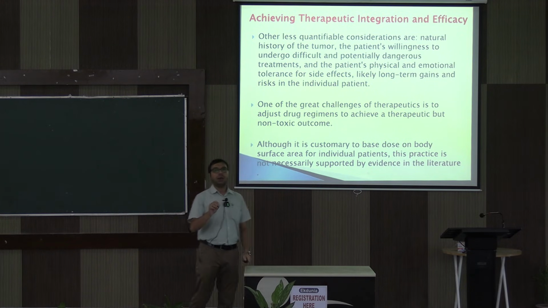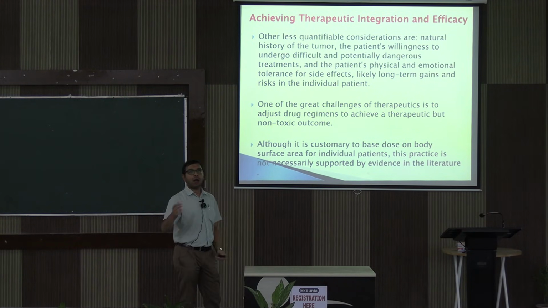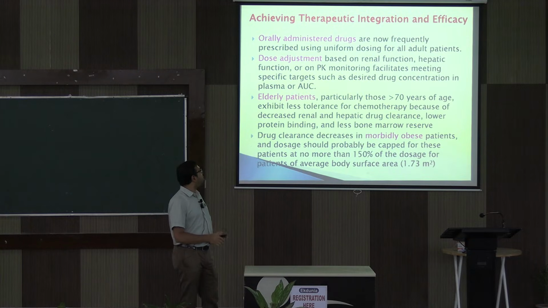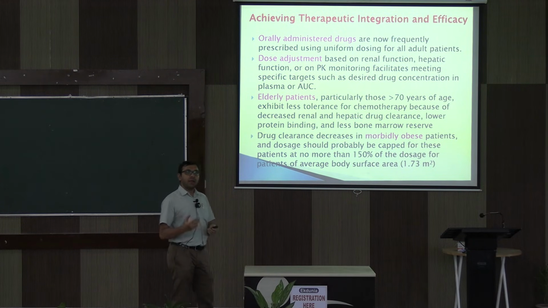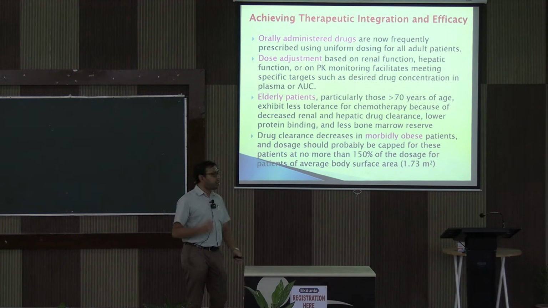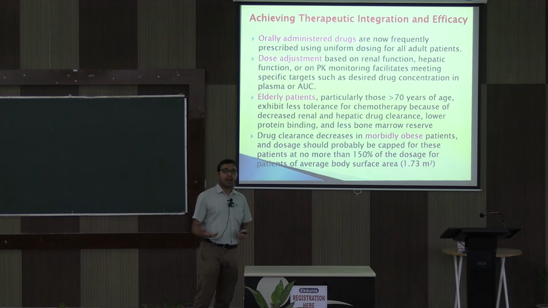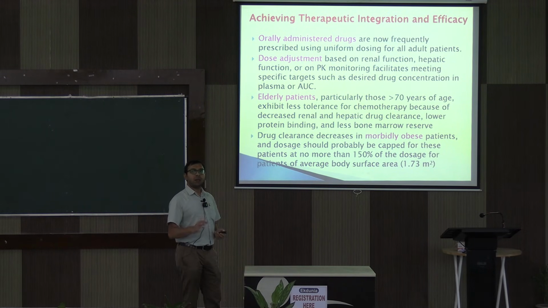Usually the drug is given according to the body surface area. We have to account for the dosage. Orally administered drugs are now frequently prescribed using uniform dosing for all adult patients. Dose adjustment is usually done according to pharmacokinetic parameters, and in elderly patients, because many of these cancer patients are elderly, we again have to consider their hepatic function, renal function, other comorbidities, and also their bone marrow reserve.